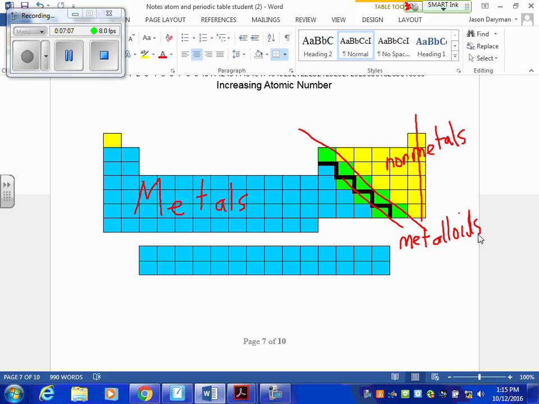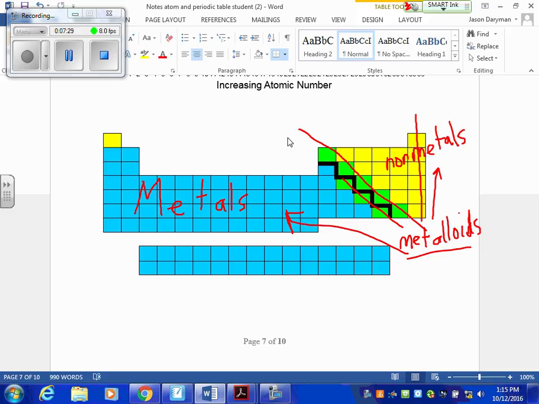And these metalloids are sort of the in-between elements. They have some of the characteristics of metals, and they have some of the characteristics of nonmetals. So they're sort of like the in-between, the halfway point. You'll see that metals have really unique characteristics, nonmetals have their own characteristics, and metalloids are somewhere in the middle.